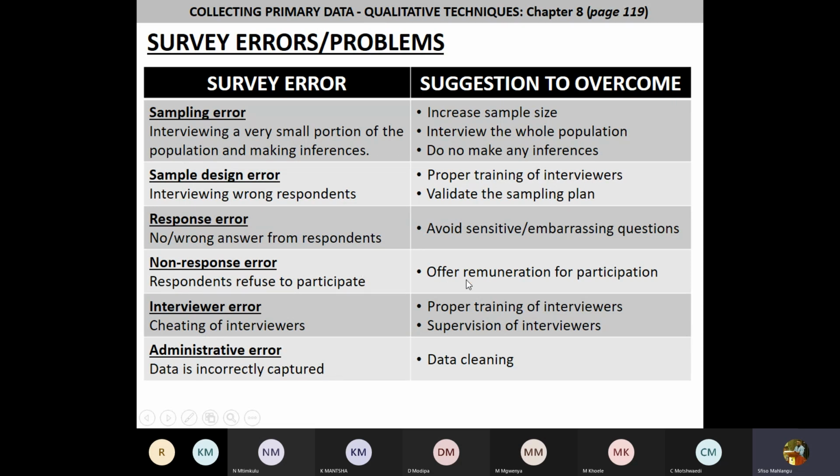So one person, besides offering remuneration, will think about the interviewer's clothing, for example. They should look professional. That also plays a huge role in someone's participation. First impression lasts the most as well. So you can think about any suggestion, but it should be as practical as possible. So understand the survey errors more.